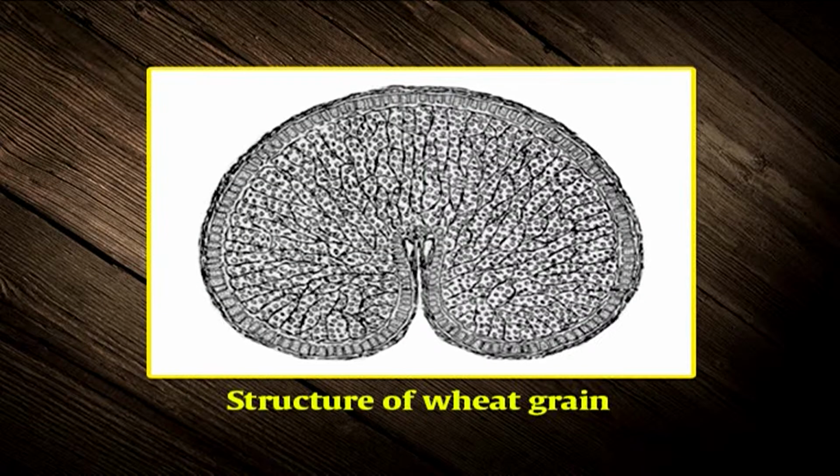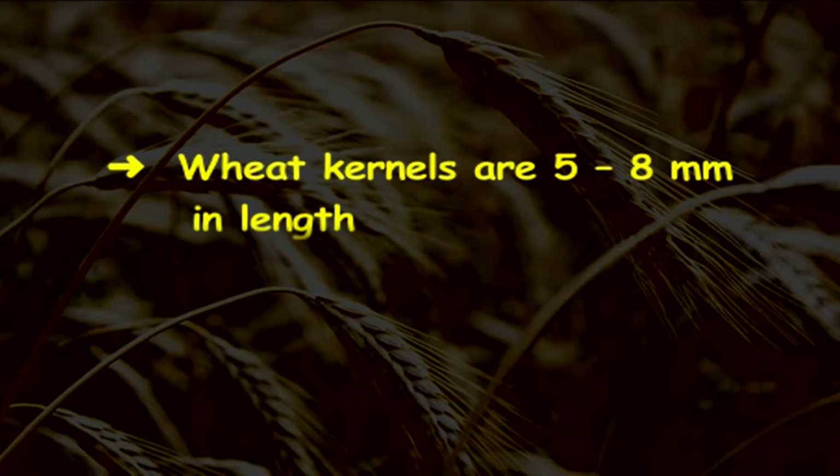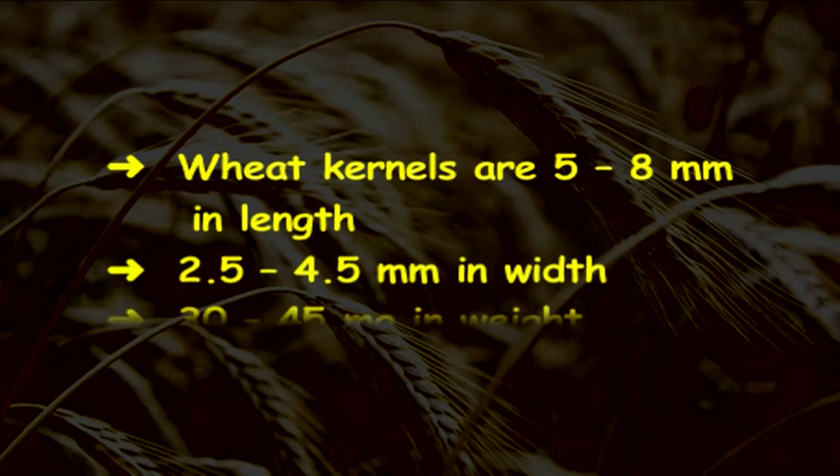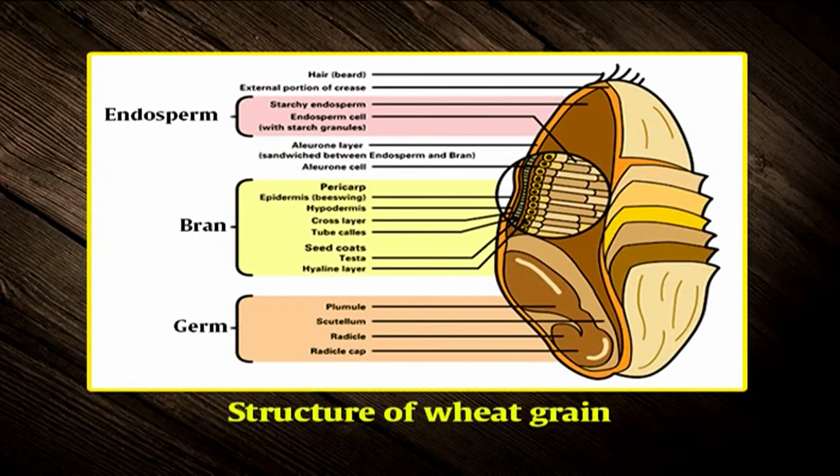Structure of wheat grain. Wheat kernels are 5 to 8 mm in length, 2.5 to 4.5 mm in width, and 30 to 45 mg in weight. The wheat kernel can be divided into 3 distinct morphological parts: the endosperm, which makes up most of the grain, the bran layer, which surrounds the grain, and the germ, which includes the embryo and the scutellum.